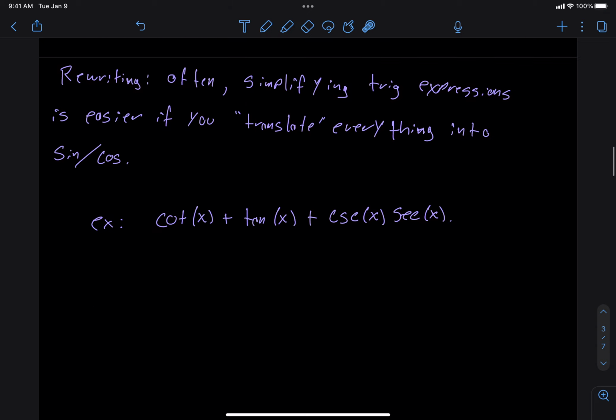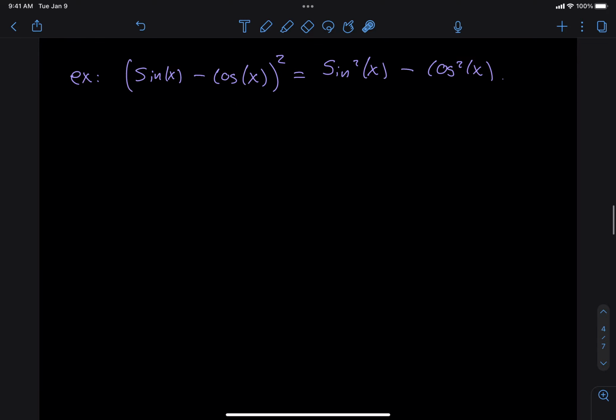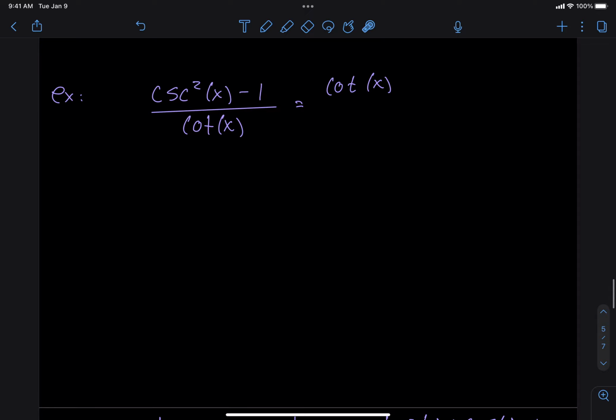What's not worth memorizing is something like the following. No, not something like that. Something like this. No, that's a disprove one. Okay. Something like this is not worth memorizing. Why is this not worth memorizing? Because it's not immediately recognizable as one of the main ones.